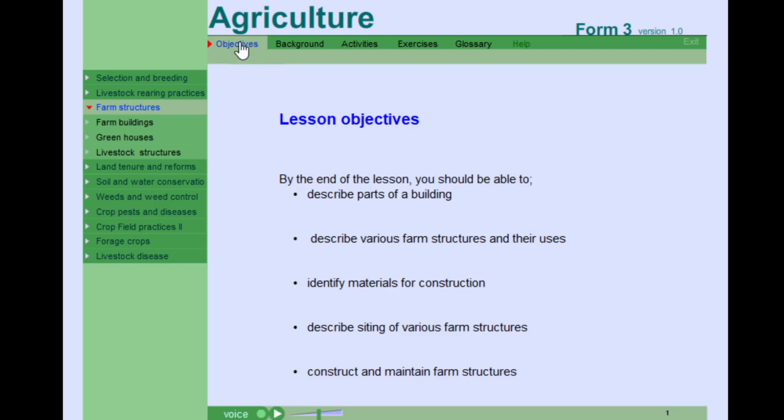Lesson objectives. By the end of the lesson, you should be able to describe parts of a building, describe various farm structures and their uses, identify materials for construction, describe siting of various farm structures, construct and maintain farm structures.